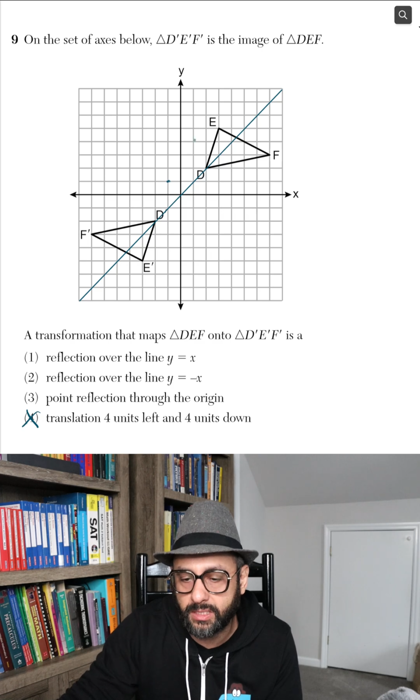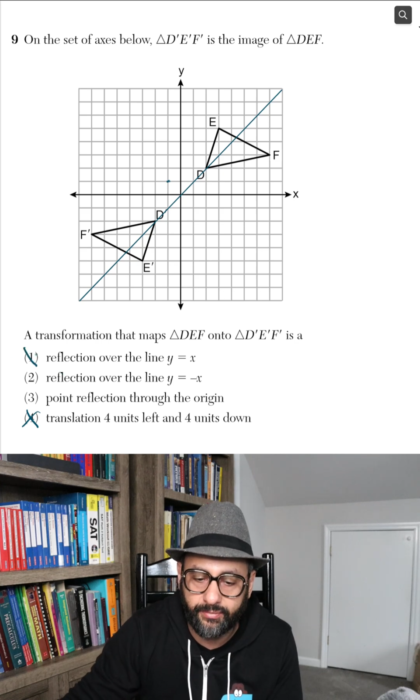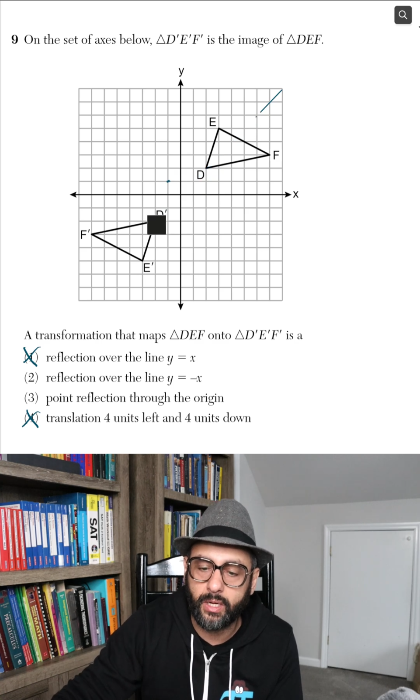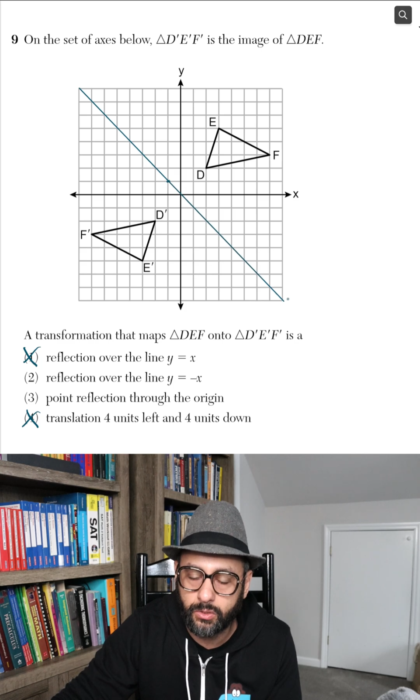Reflection over the line y equals x keeps the triangle in the first quadrant. So that's definitely not it, and I can eliminate that real quick. How about a reflection over the line y equals -x? That one's not quite as obvious, but we could do the math here.